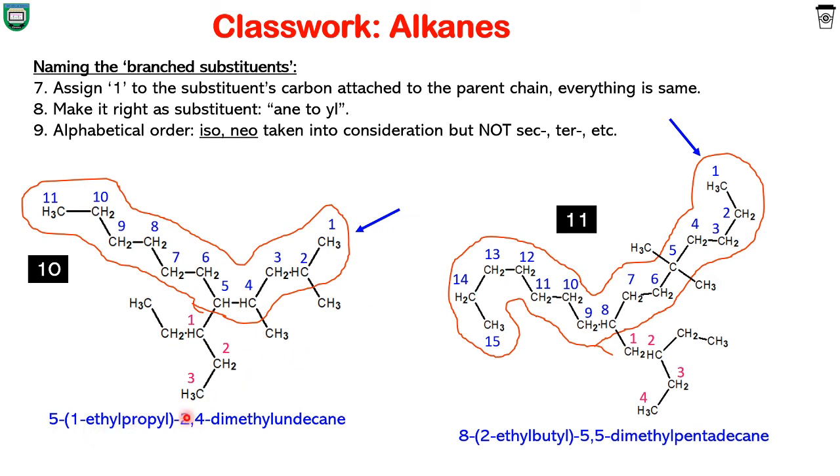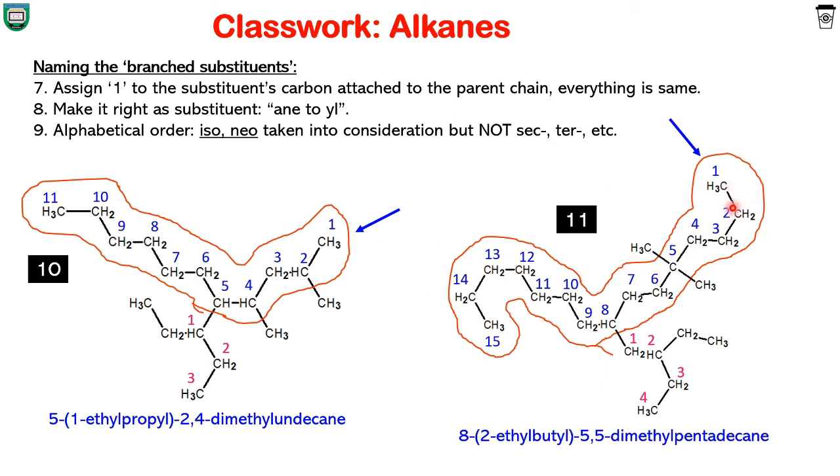So this name is E, these are methyls, right? M. So E comes first in the alphabetical order, then methyl. So 5-(1-ethylpropyl)-2,4-dimethyl. So while considering the alphabetical order, we should not consider di or tri or tetra. So dimethylundecane. Undec means 11 carbon atoms. Ane means this is an alkane. So while considering the alphabetical order, we only take iso and neo into consideration, but not secondary, tertiary, di, tri, tetra.